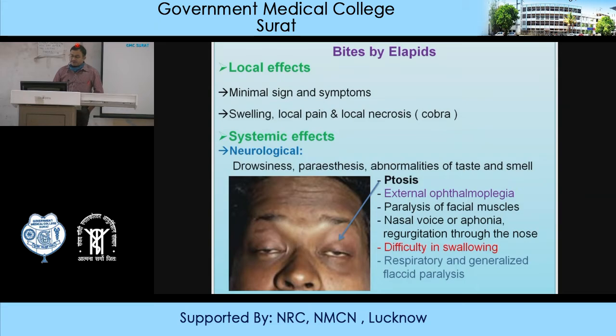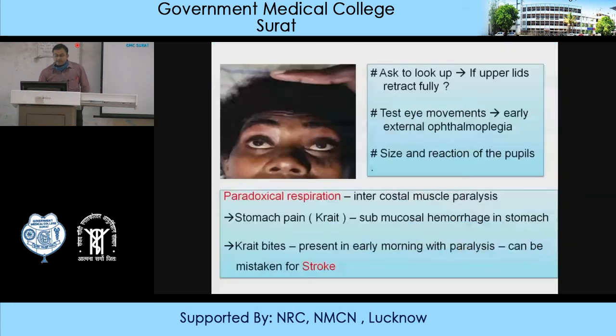First one is drowsiness, paresthesias, abnormality of taste and smell, ptosis, external ophthalmoplegia, paralysis of facial muscle, voice aphonia, regurgitation through the nose, difficulty in swallowing, respiratory and generalized flaccid paralysis. Now, look up whether upper lids retract fully or not, eye movement, early external ophthalmoplegia, size and reaction of the pupil. Now paradoxical respiration, intercostal muscle paralysis. In Krait there is stomach pain, submucosal hemorrhage in stomach. Krait bite presenting in early morning with paralysis can be mistaken for stroke.